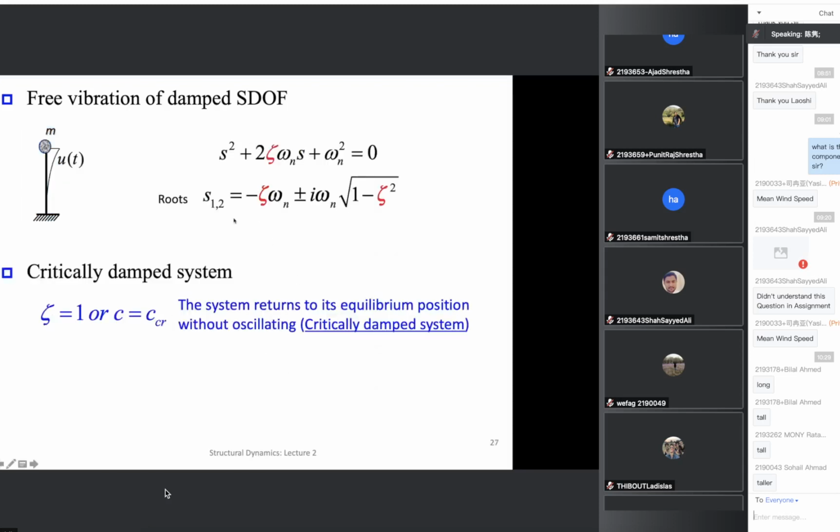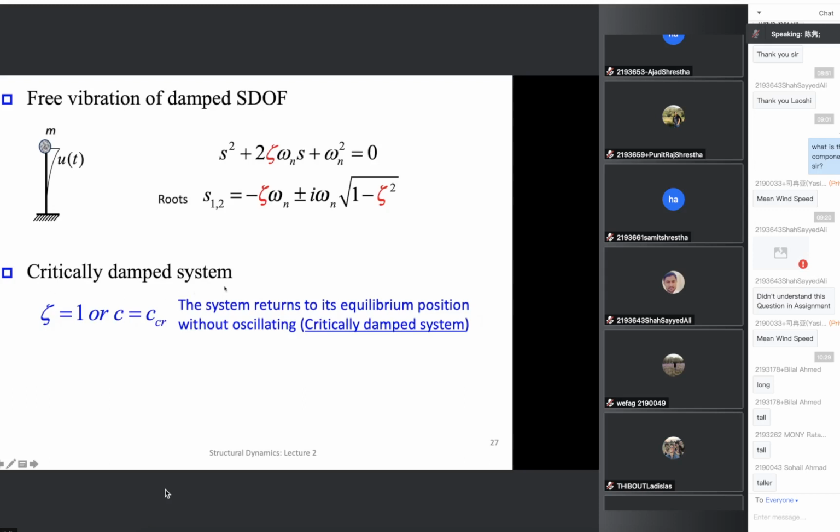And the expression of the two roots depends on the relationship between 1 and zeta. So whether zeta is larger than 1 or smaller than 1, we can discuss this situation. We have three different cases, different scenarios. One is if zeta equals 1, which means the damping ratio is 1, or C equals C critical. We call this a critically damped system.